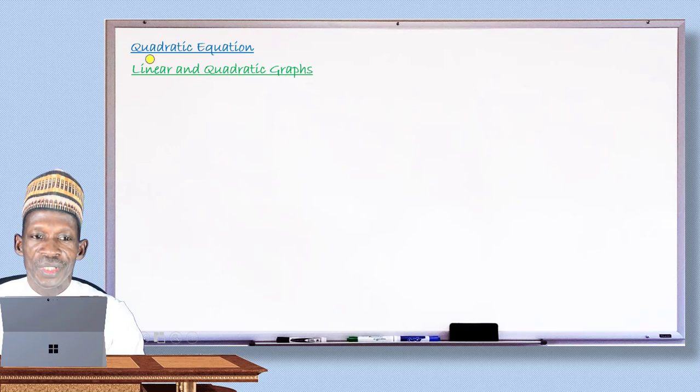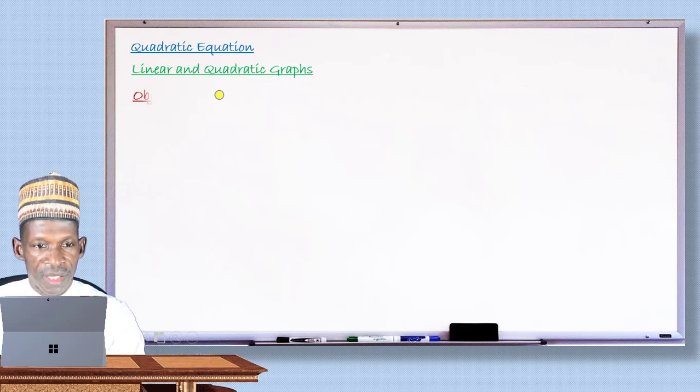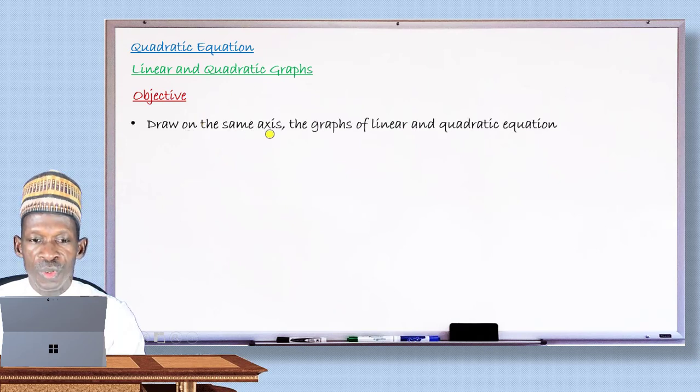Today, in continuation with your main topic, the quadratic equation, what we are going to discuss is drawing a linear and quadratic graph. So let's begin. After completing this lesson today, my dear student, you will be able to draw on the same axis the graph of a linear equation and the graph of a quadratic equation. This is what I hope you will be able to do after completing the lesson today.